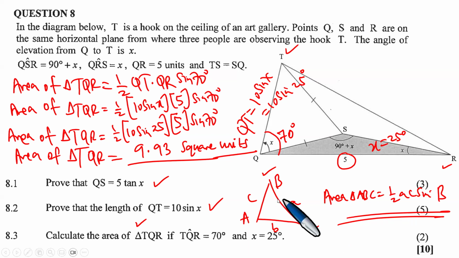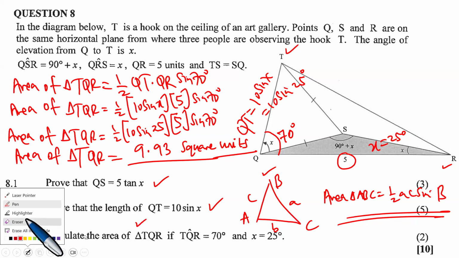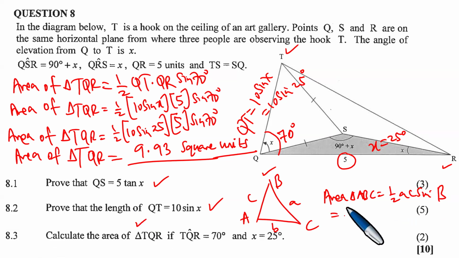So in other words, the area of a triangle is half AC sine B, but there are different versions of it. You can say it many ways. Like you can say half AC sine B, or half AB sine C, or half BC sine A. So it's half the product of adjacent sides times the sine of the included angle.